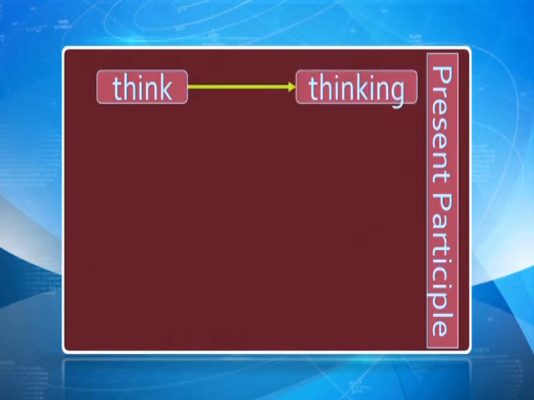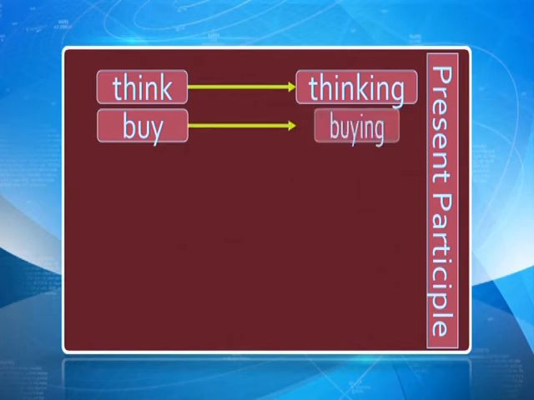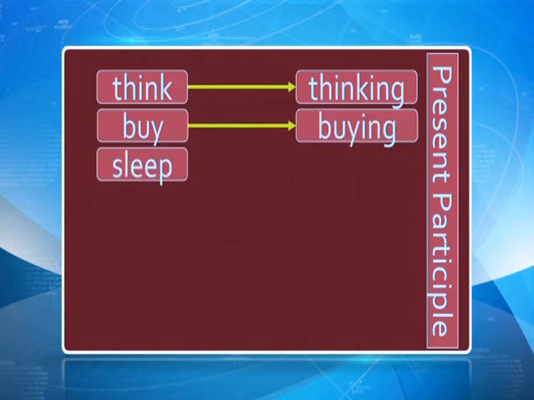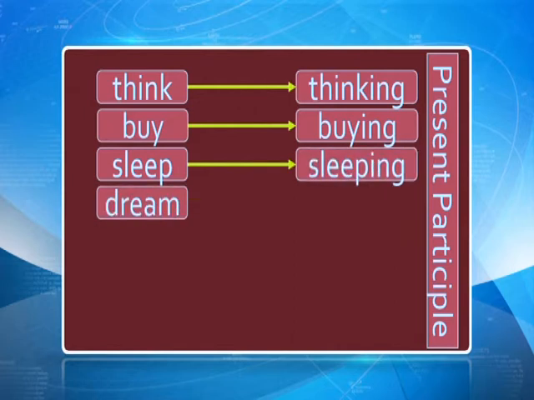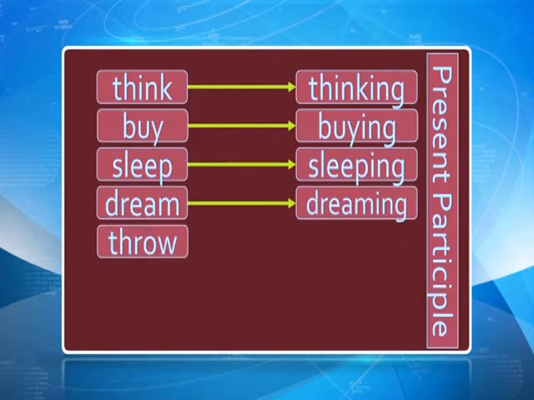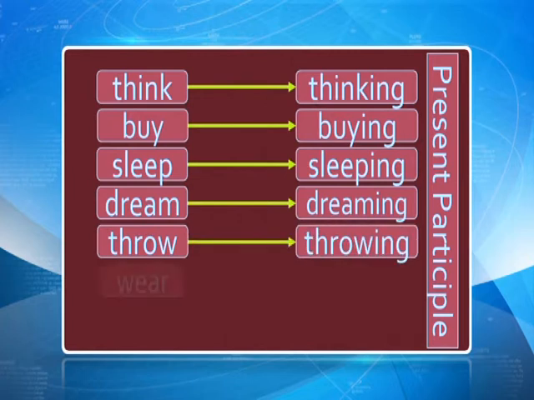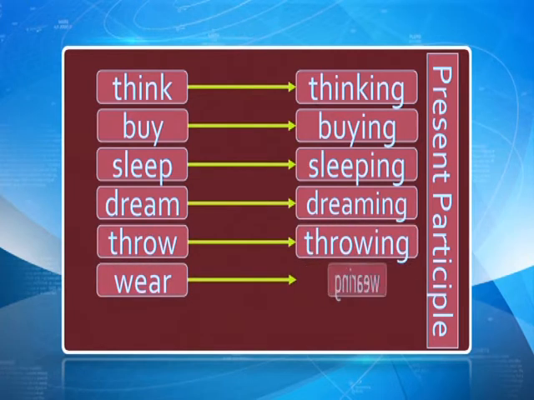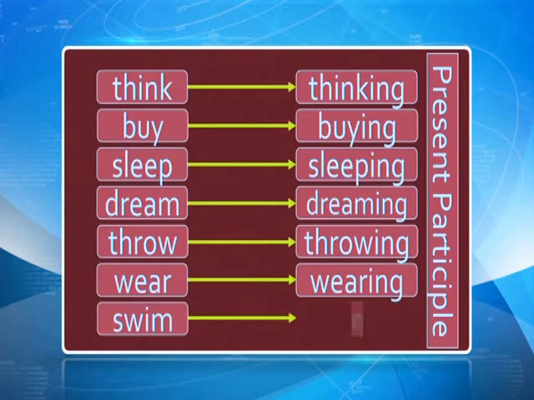Let's practice using the present participle. For the verb think, the present participle is thinking. Remember, we use the base form of the verb, which is think, and we add ing. Now it's your turn. Practice with the verb buy. The present participle is buying. Sleep becomes sleeping. Dream, dreaming. Throw, throwing. Wear, wearing. And the last verb, swim, in the present participle, swimming.